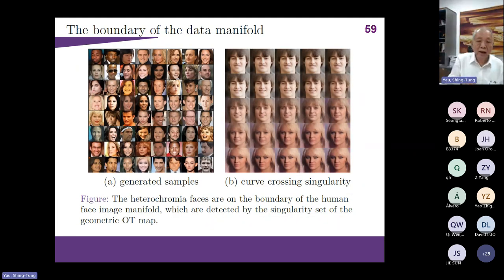The boundary of the data manifold can be seen here. You can see the heterotic chromatic faces are on the boundary of the human face image manifold, which are detected by the singularity set of the geometric optimal transportation map.